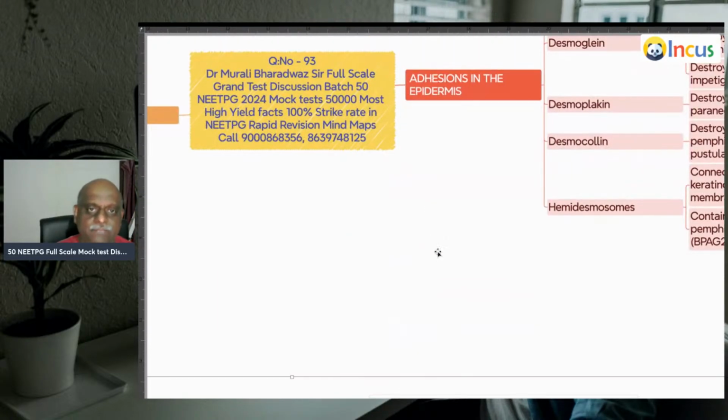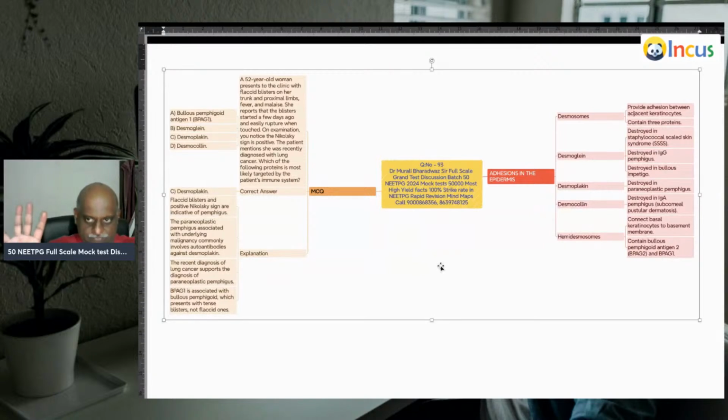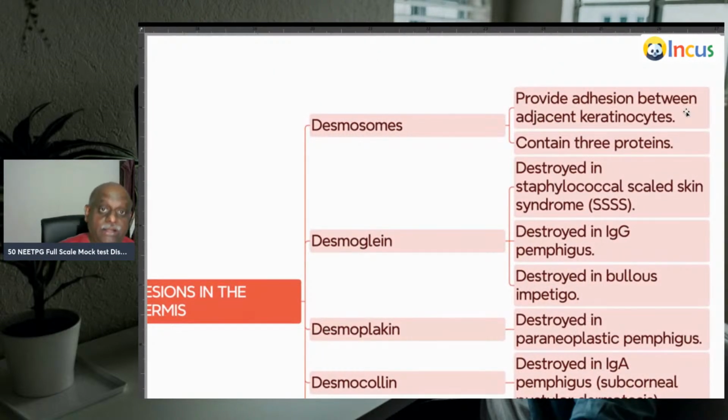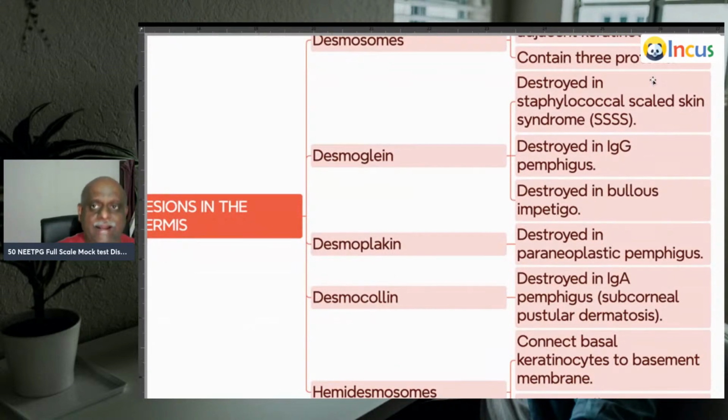So I leave, doctor, each mind map will give you the complete analysis of the things you need to remember. For example, desmosomes are destroyed in pemphigus. Basically, desmosomes provide adhesion between adjacent keratinocytes. Desmoglein antibodies are typically seen in pemphigus, while staphylococcal scalded skin syndrome and bullous impetigo involve desmoglein cleavage by toxins. IgG in pemphigus.